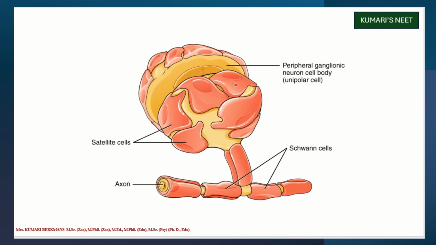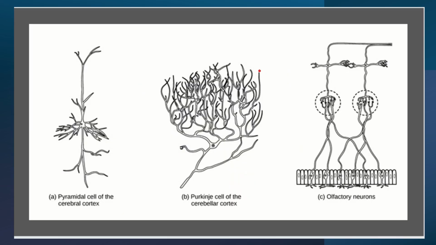And what you are seeing here is the ganglion, and in the ganglion you can find special cells called Schwann cells, and this is the peripheral ganglion neuron cell body. This is the cell body. This is the structure of the ganglion. You can find the satellite cells here and Schwann cells here, and this is very important.